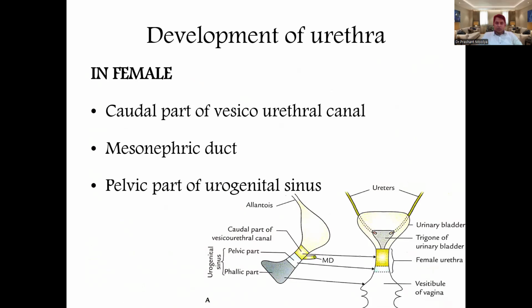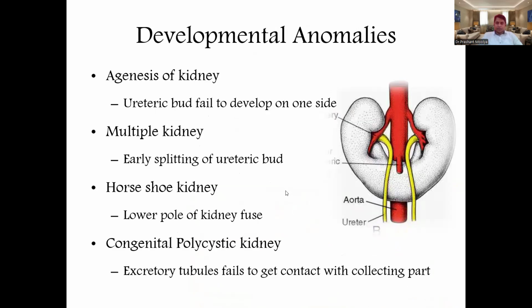While in the female, the caudal part of the vesicourethral canal, you can see in this photograph, is contributing into this, as well as the absorbed part of the mesonephric duct and the pelvic part of the urogenital sinus, while the phallic part is contributing into the vestibule of the vagina. So in the female, it's the mesoderm and the endoderm, not the ectoderm, that is involved in the formation of the urethra. Let us come to the developmental anomalies.